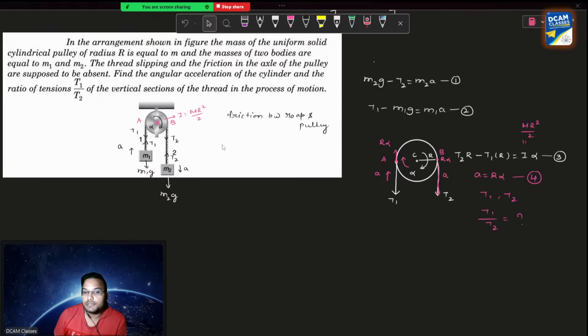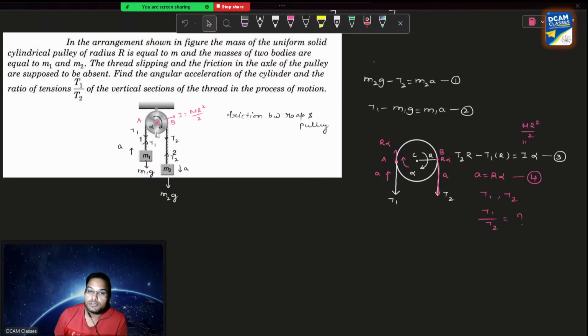Now what kind of equations can I make? Even in this case, M1 moves up with acceleration a, and M2 also will move with acceleration a because the displacement has to be the same. Otherwise, the string will be stretching. It is not possible. So the acceleration is the same in both cases. Now, using Newton's laws, we can frame the equations for m1 and m2. It will be T1 minus m1g is equal to m1a, and m2g minus T2 is equal to m2a. These two are okay.